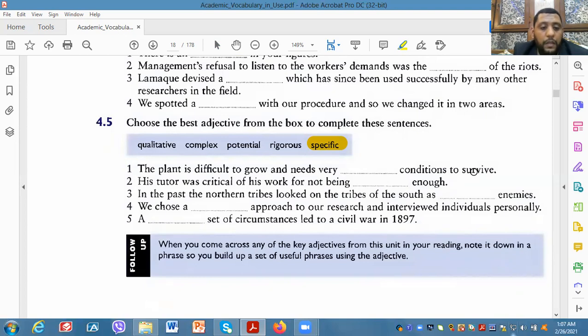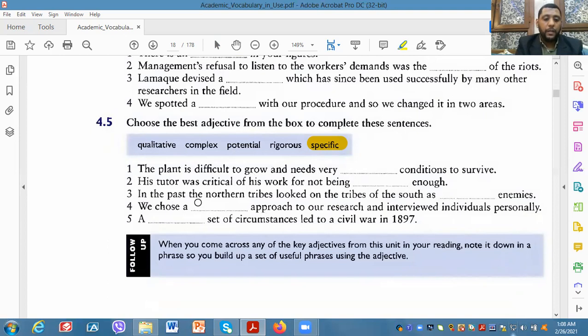Number 2, his tutor was critical of his work for not being enough. For not being what? For not being qualitative enough, complex enough, potential enough, or rigorous enough? It is rigorous enough. The tutor was critical of his work for not being rigorous enough.